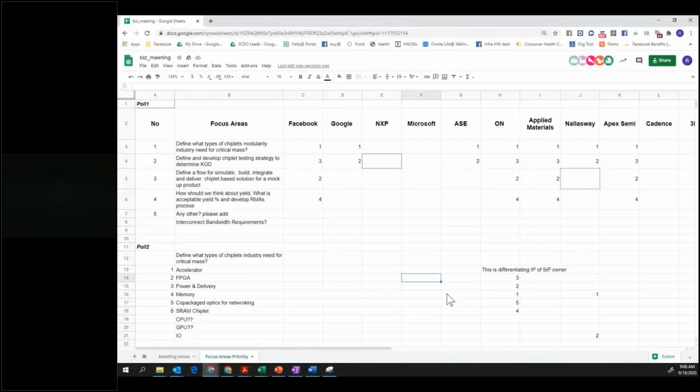I feel like modularity is it, and we have to look at modularity for accelerators as a market, which kind of nicely lines up with our charter.